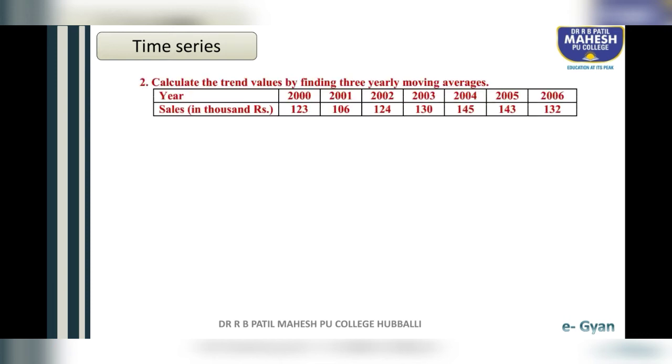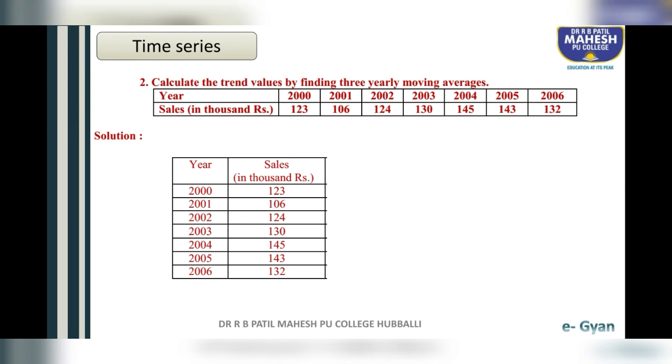Students, let us solve one more example on this. Calculate the trend values by finding 3 yearly moving averages. The years are given from 2000 to 2006. Then sales in 1000 rupees. In the year 2000 the sale is 123. For year 2001 the sale is 106. Like this, in the year 2006 the sales is 132,000. So using this method, the 3 yearly moving total, solve this.